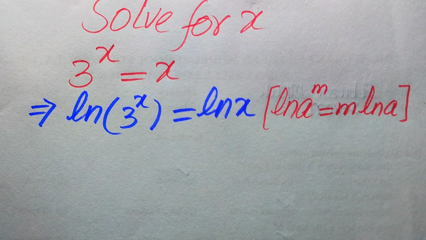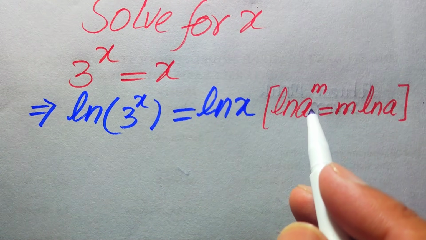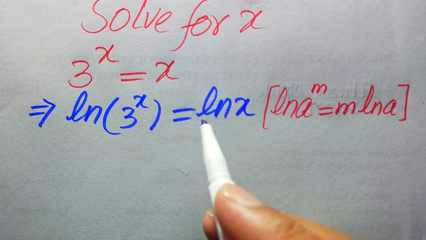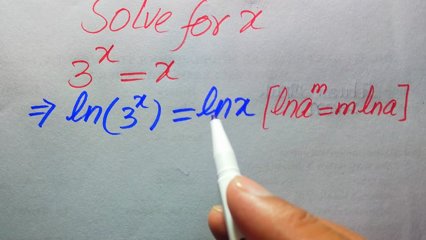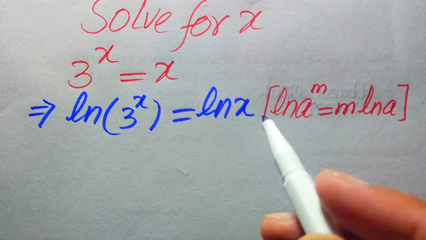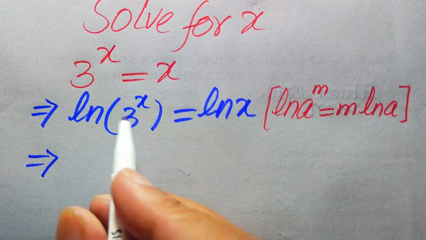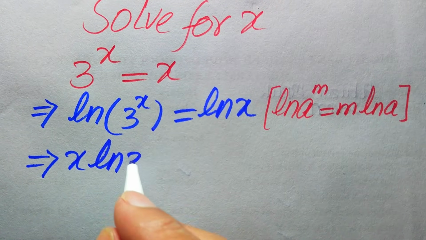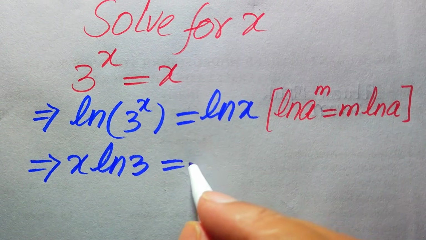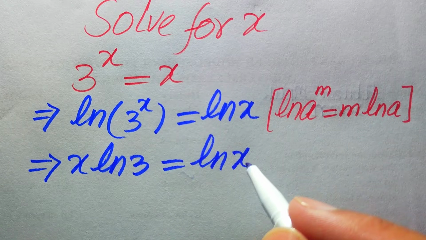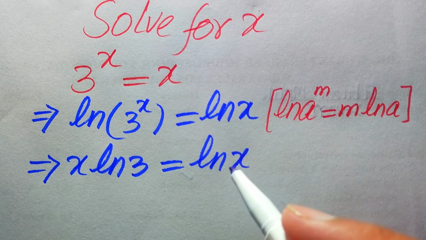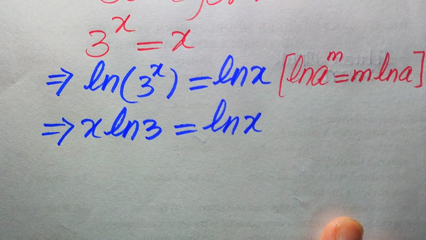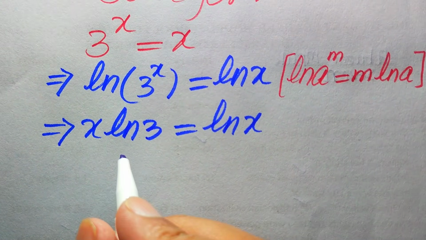This property just tells us that if you have an exponent inside the log term, we move this exponent in front of the log. According to this rule, we move the exponent x in front of this log, and this becomes x times log 3 is equal to log of x. In the next step, we move the variable terms to the right hand side, and the constant term to the left hand side.